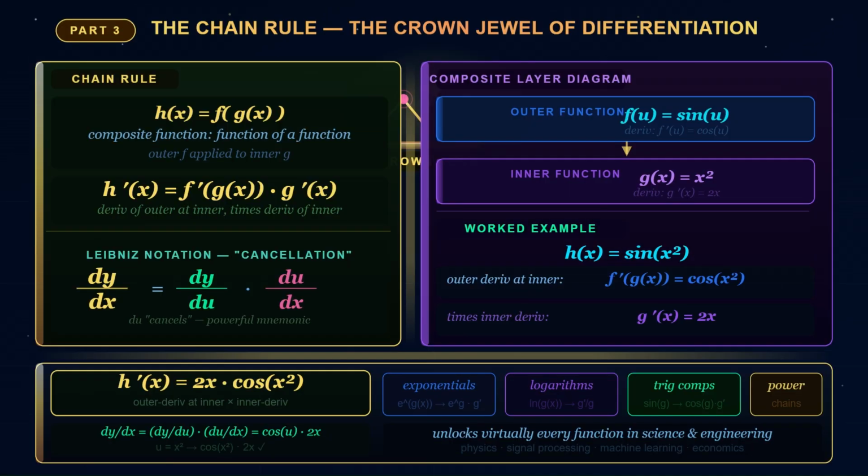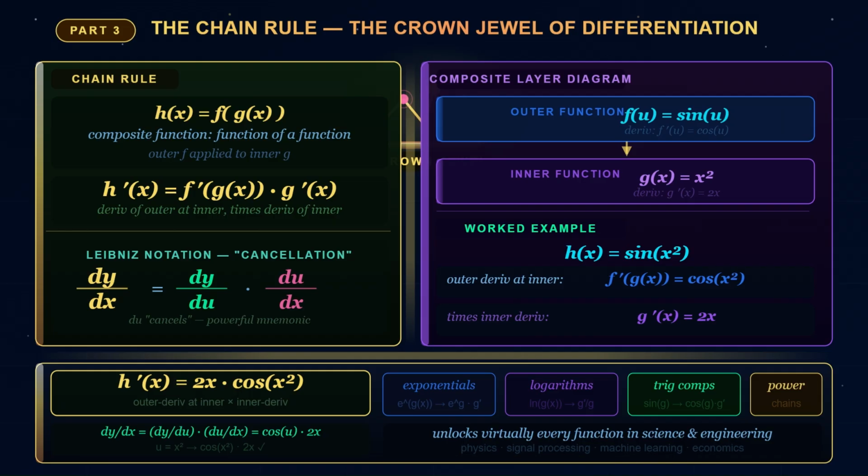If the power rule, product rule, and quotient rule are essential tools, the chain rule is the crown jewel of differentiation. It handles composite functions, functions of functions, and it is indispensable in virtually every area of applied mathematics. If we have a composite function h of x equals f of g of x, the chain rule states h prime of x equals f prime of g of x times g prime of x.